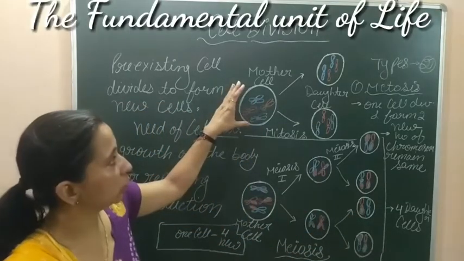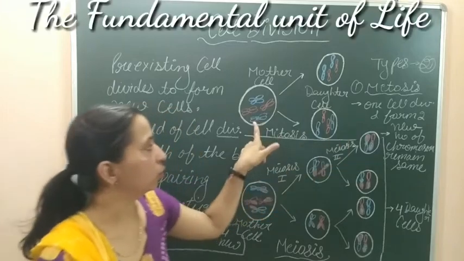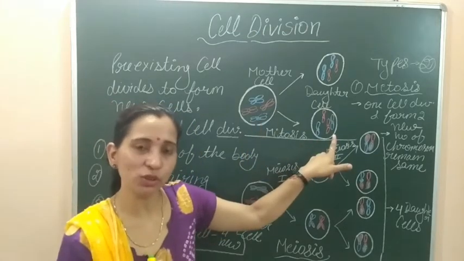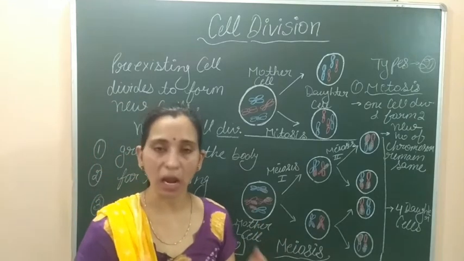But in mitosis we can say that the number of chromosomes remains the same. Here also the number of chromosomes is 4 and here also the number of chromosomes is 4. But in meiosis the number of chromosomes gets halved.